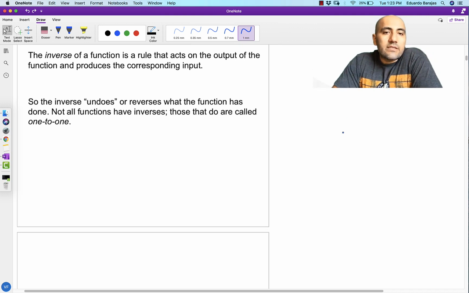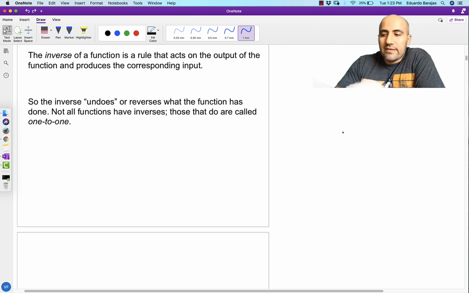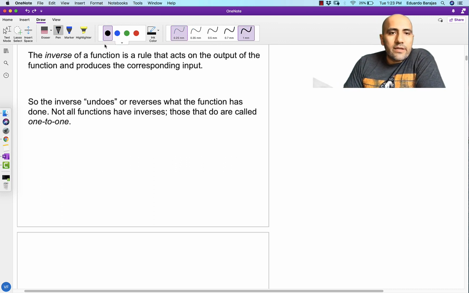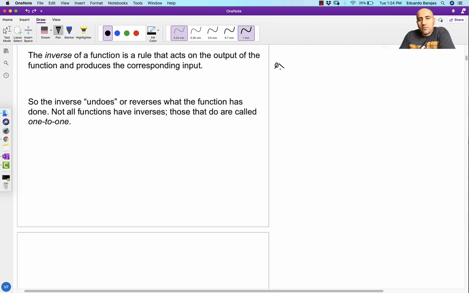Okay, so the inverse of a function is a rule that acts on the output of the function and produces the corresponding input. So the inverse undoes or reverses whatever the function has done. For example, say we have f of x is equal to 2x plus 1. What does this mean? Whenever we input a value, whatever we input into it, we're going to double it and then add 1. That's what this set of instructions tells us.